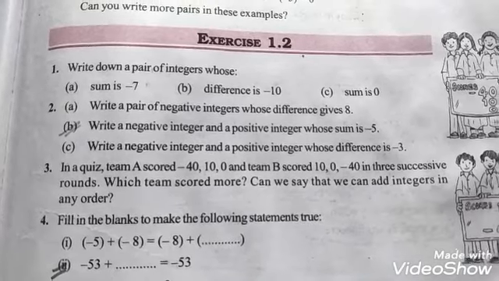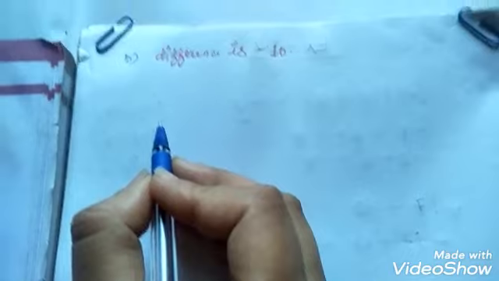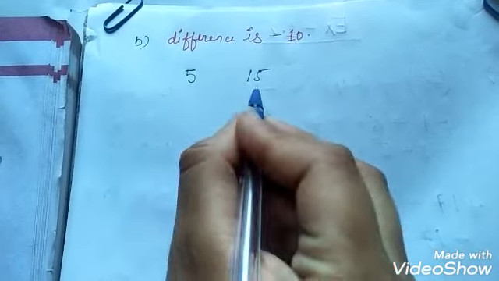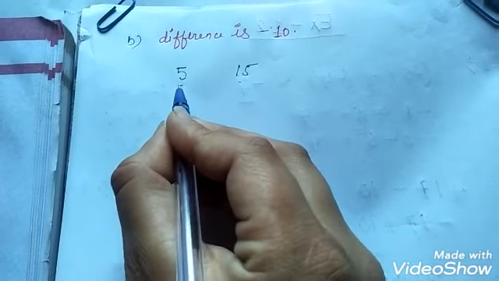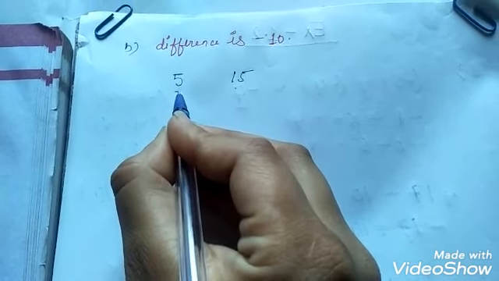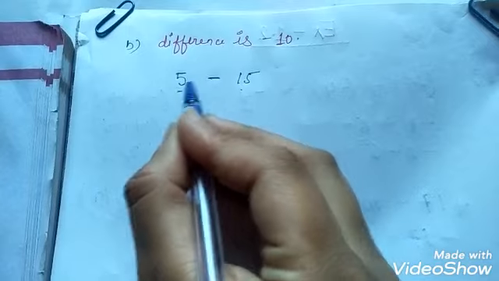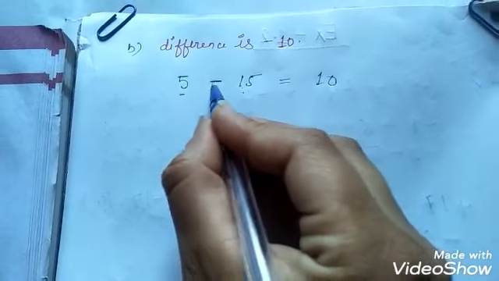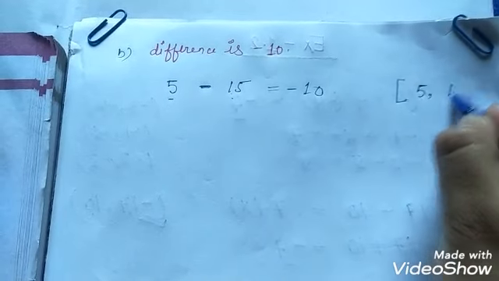Now B part, difference is -10. So we take two integers whose difference is -10. 5 and 15, both are positive integers. If we subtract a greater number from the smaller number, then the answer will be negative, and we want -10. Plus minus. 15 minus 5 is 10, and 15 is a greater number. Its sign is negative, so the answer will be negative. So the pair is 5 and 15.